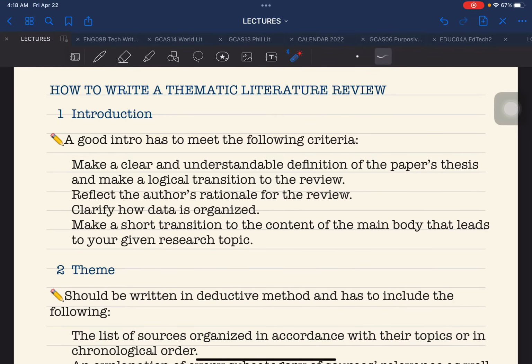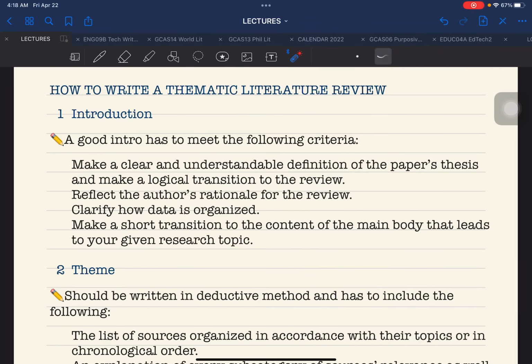Okay? The next one is clarify how the data is organized. So instead of using the approach of classifying it from local to foreign, you state that this particular literature review will implement the thematic approach instead of the traditional or the usual approach in writing the literature review. The next one, make a short transition to the content. So from the introductory statement, from the introduction, you now transition and go to the content or the main body that leads to your research topic.